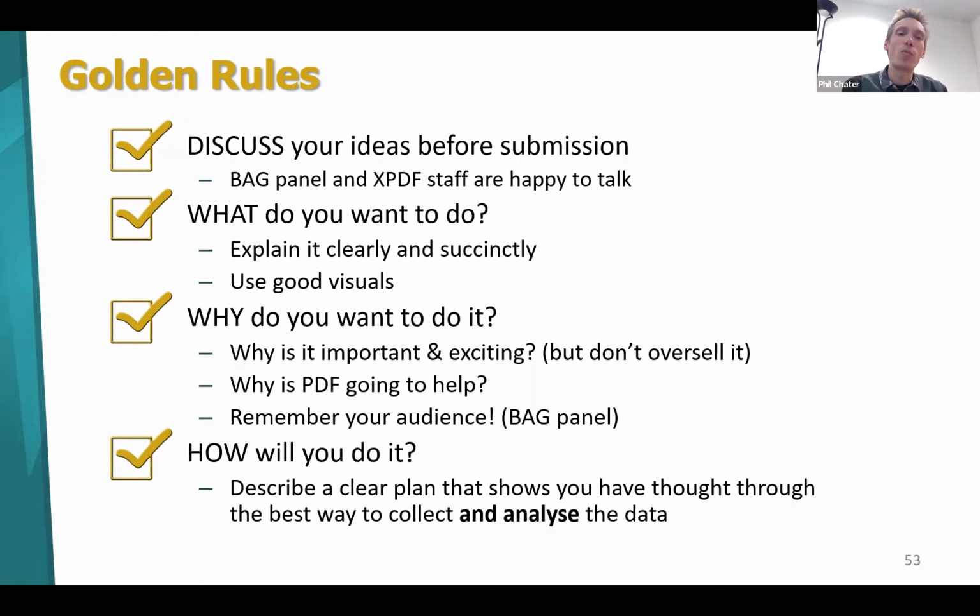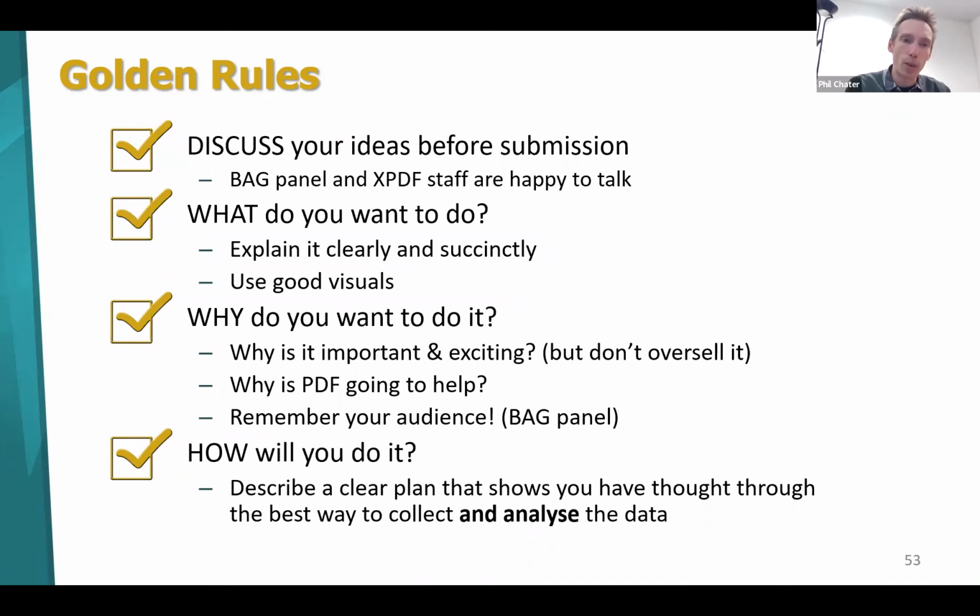So when you're putting down your ideas and proposals, do remember to make sure that the BAG panel who are going to review this know why it's important scientifically and why it's exciting to you. But do also remember that the BAG panel are already an expert audience, so you don't necessarily need to explain why catalysis is important and what PDF is. They already know all that. So focus on why it's a really important experiment for the BAG.